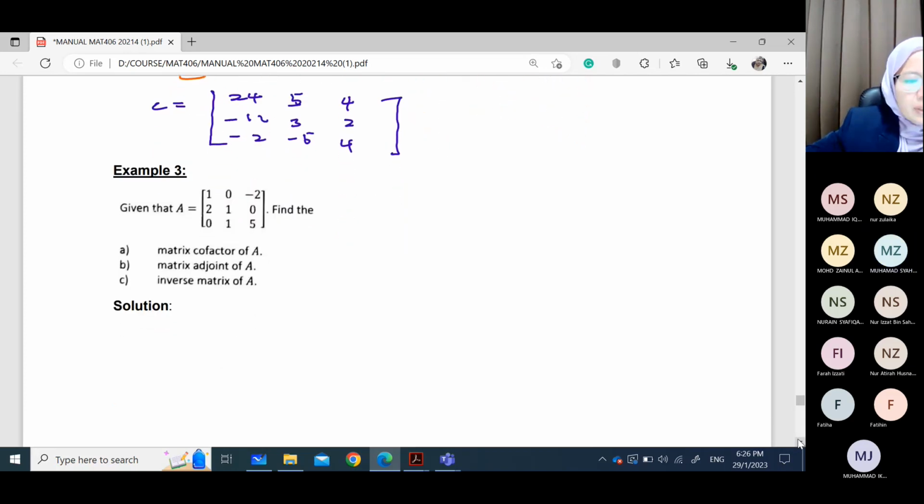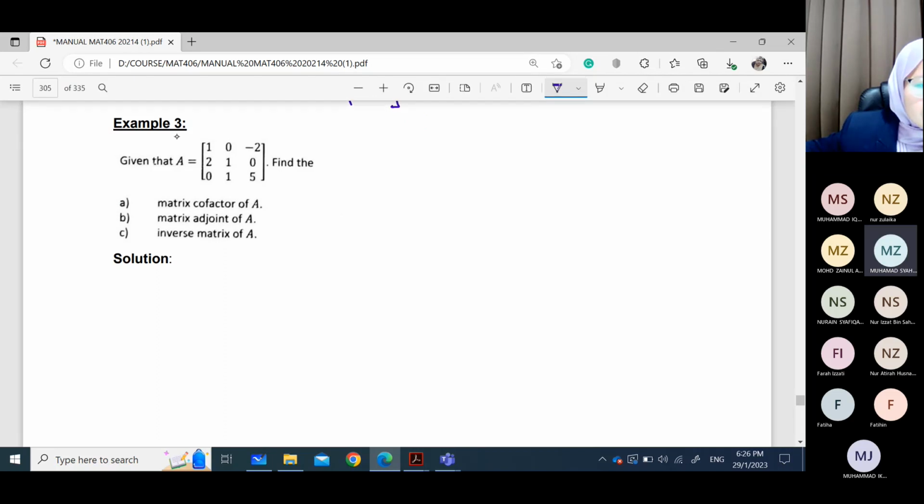Alright, so tengok example 3. Example 3 give that A is 1, 0, negative 2, 2, 1, 0, 0, 1, 5. So find matrix cofactor of A. So kita cari C. Cofactor of A, it is equivalent with the matrix. Kita cari sama-sama untuk cofactor A ni, example 3.